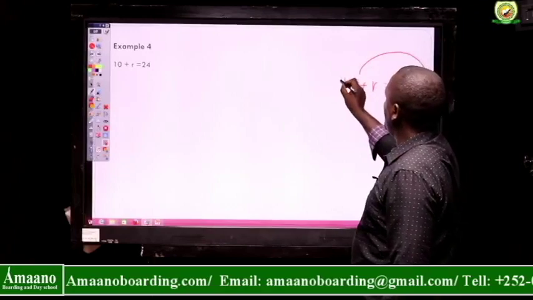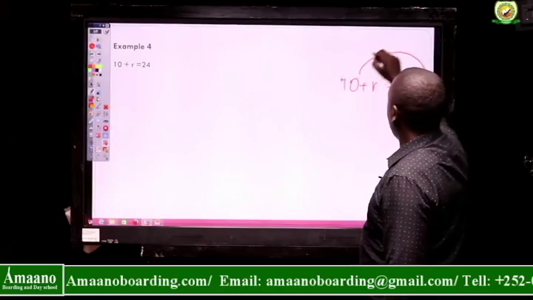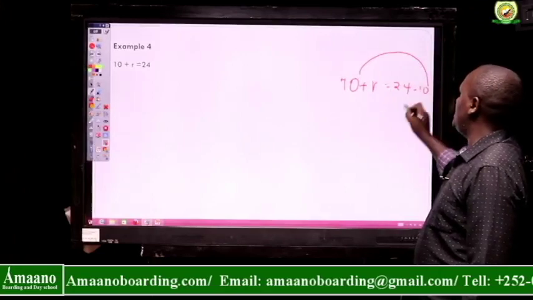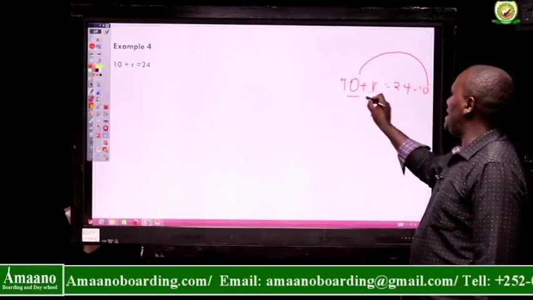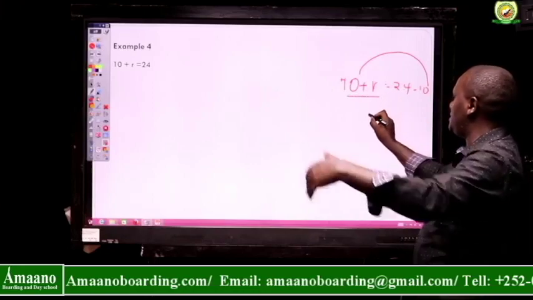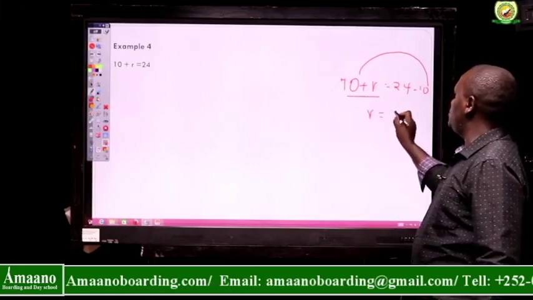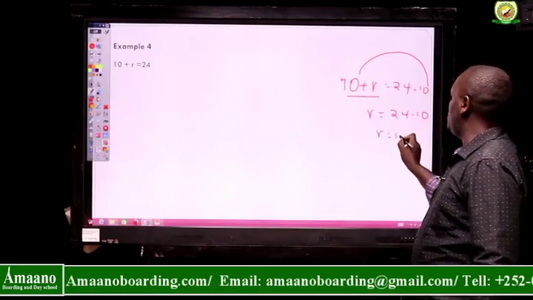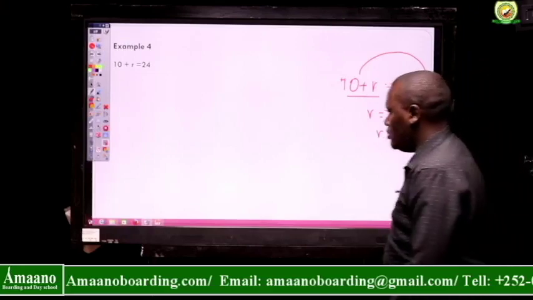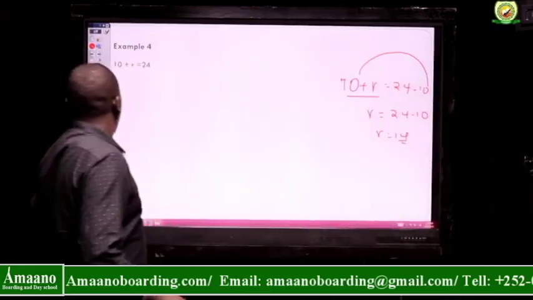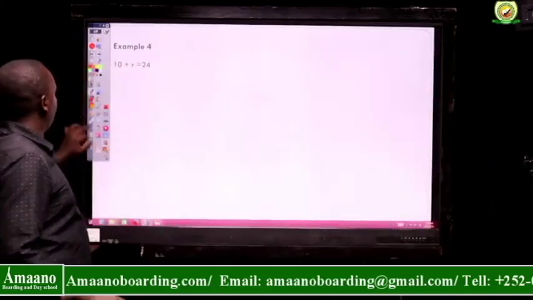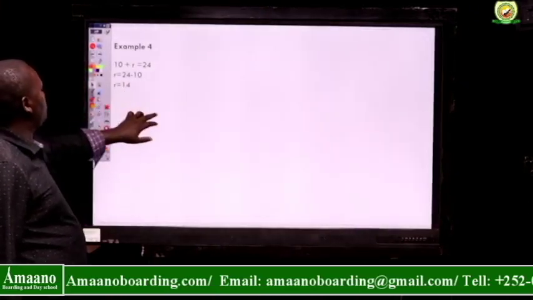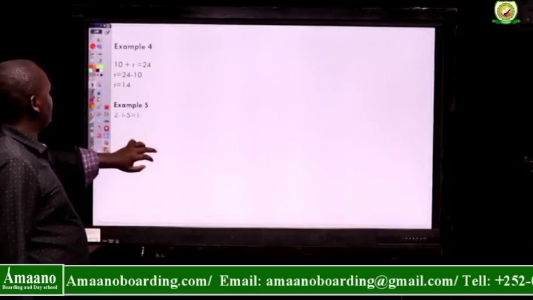And here there is a positive that's hiding there. When it crosses to the right hand side, it changes to a minus. So minus 10. I remain with only r on my left hand side. That's r equals 24 minus 10, so r equals 14. And that's how we are going to find the answer here. That is r equals 14.